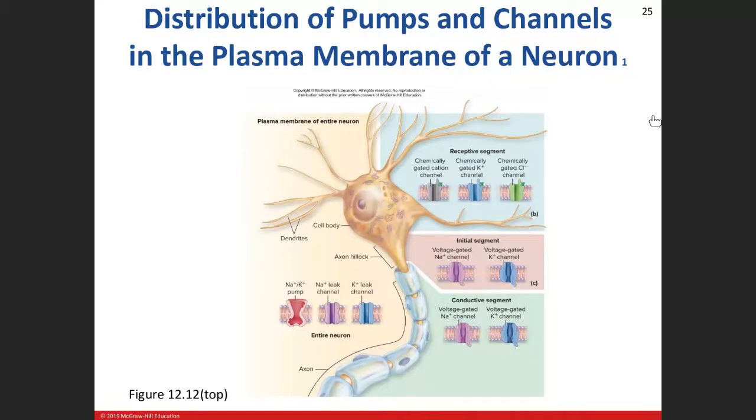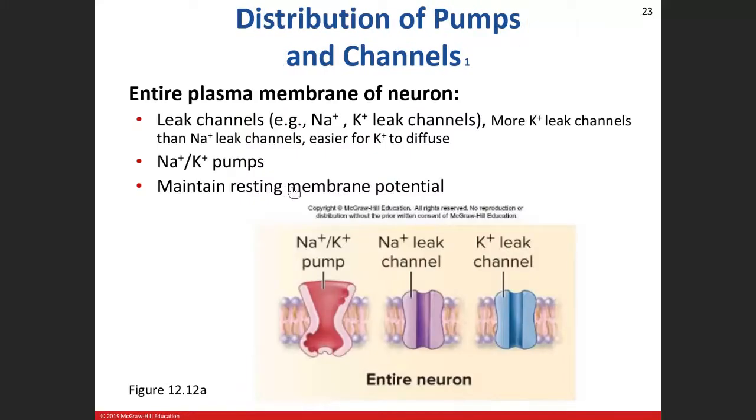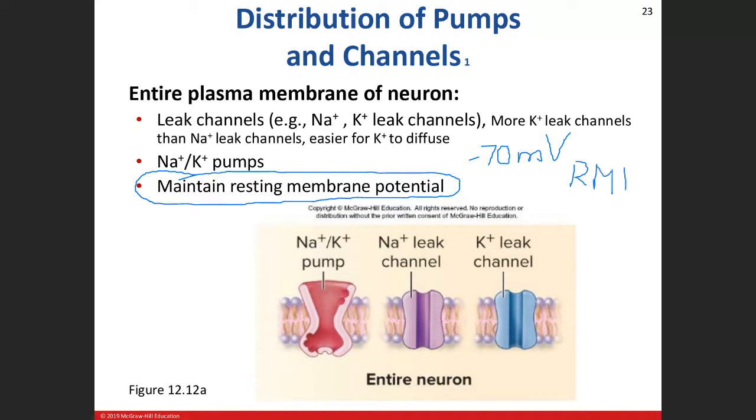So if I go back up to here, across the entire neuron itself, this pump and these two channels are responsible for maintaining the resting membrane potential. What the heck is that? Well, let me tell you, I'm going to give it a number. It's negative, you need to know this, you need to memorize this: negative 70 millivolts. That is what we call the RMP, the resting membrane potential.